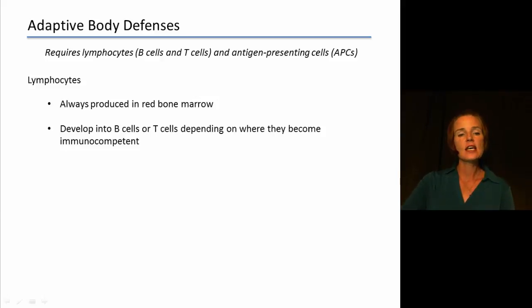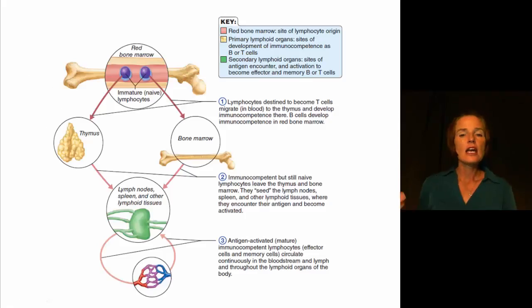The lymphocytes are always produced in the red bone marrow, and once they're produced, they're going to develop into either B cells or T cells, and that will depend on where they become immunocompetent. So there is going to be some training involved in these. In this picture right here, we're seeing production of the immature lymphocytes, and this is going to take place in the red bone marrow.